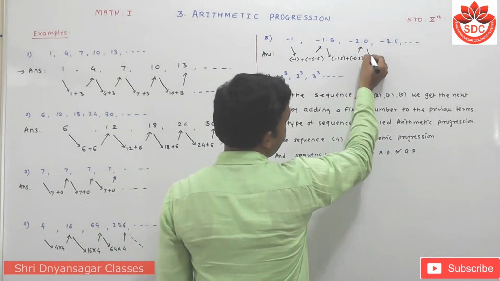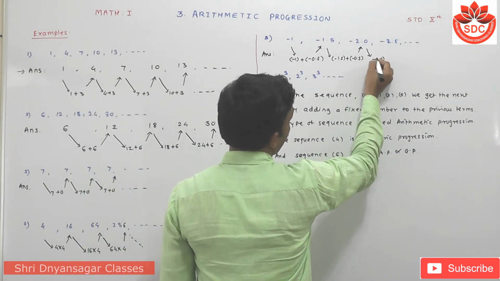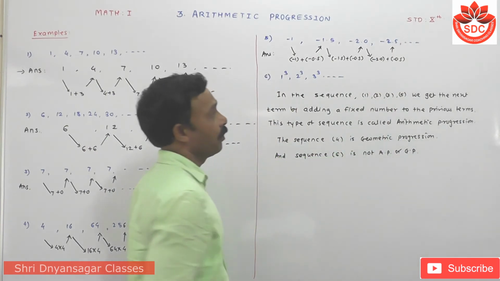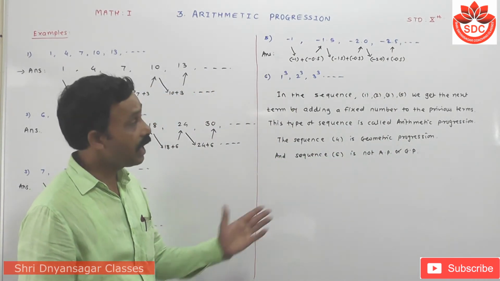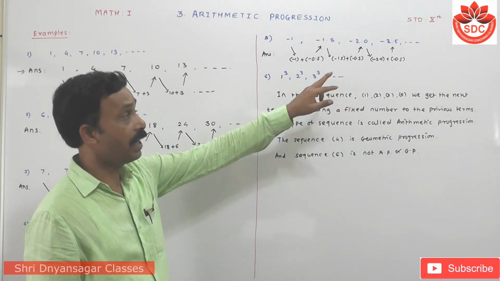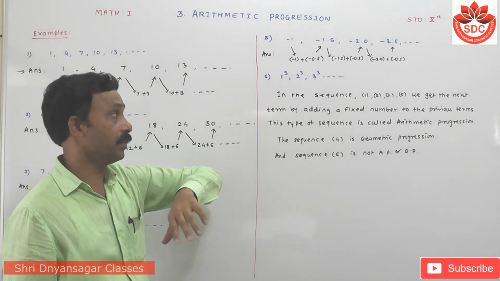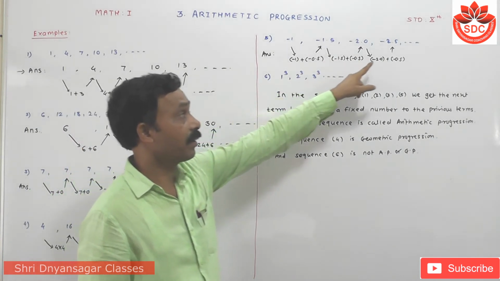Then you have to add this minus 0.5, we get the number minus 2.5. Means that the next numbers you have to find by adding minus 0.5 to its previous term. We get the next term. Here we have to add here.